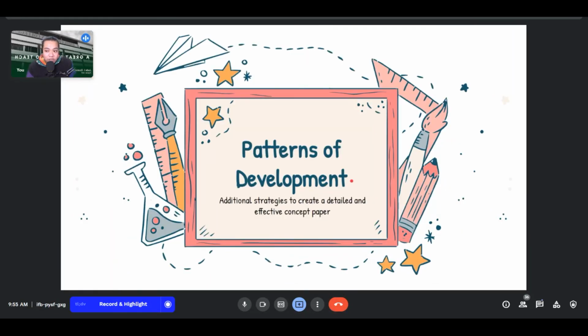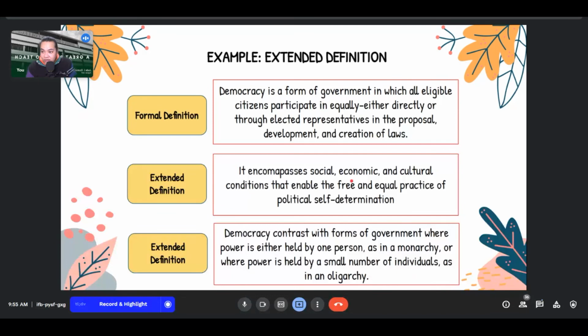So those are the three parts or the three ways of defining under, of course, the three ways of elucidating. Guys, iba po yung three types of definition sa three types of elucidation, ha? Those are two different. Yung elucidation, that's the definition, explication, and clarification. Under ng definition, we have formal definition, informal definition, and extended definition. Please don't be confused about that.